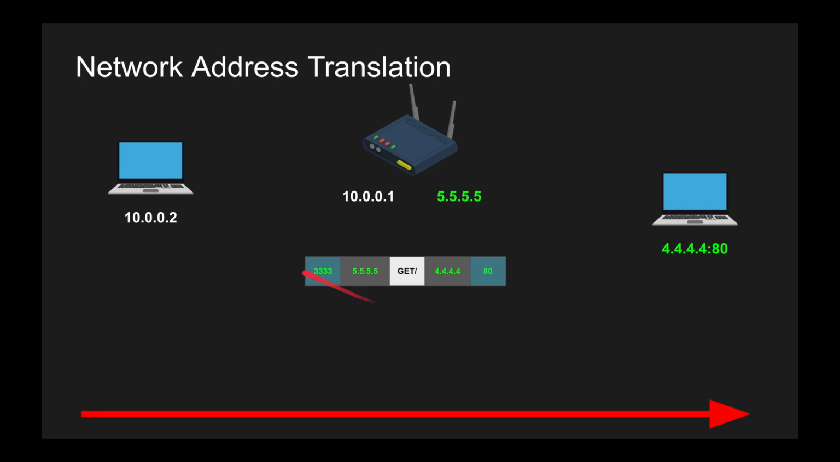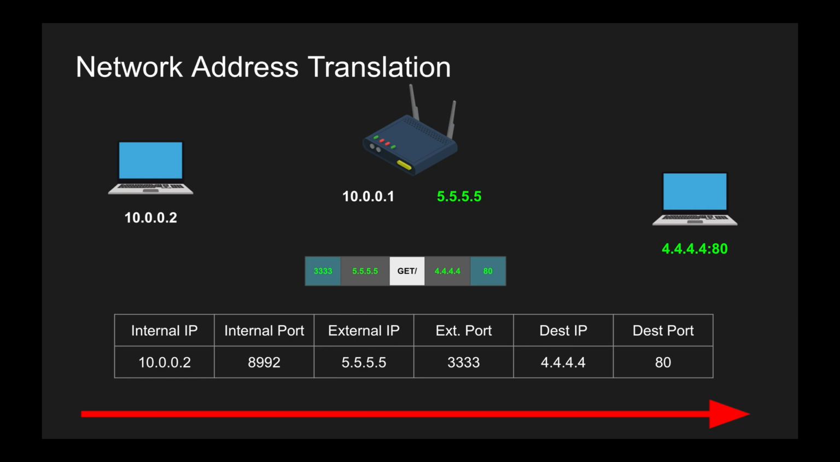It replaces the source port with another, different port, right? And we talked about random ports, so we know how to send the information back. But before it does that, it creates a beautiful table called the NAT table. It says, okay, internal IP 10.0.0.2 with internal port 8992 wanted to communicate with 4.4.4.4 on port 80, and I, as a router, have assigned an external IP address 5.5.5.5:3333. Let me remember that, so if I get information back, I know how to swizzle and change the IP address to send it back.